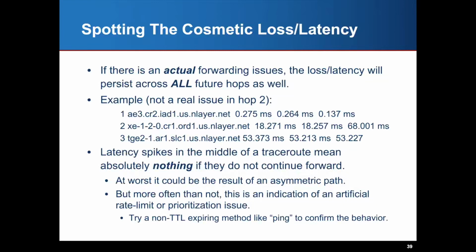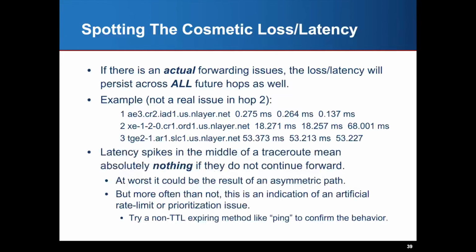So on hop 2, we see this jump to 68 milliseconds. And you might naively look at that and think, well, there's something wrong. There's something congested, or a number of packets occasionally are being queued, or there's some kind of an issue. But it turns out that if you look at hop 3, you see that issue didn't persist. It didn't carry forward into the next hop. Well, that means the issue was cosmetic. That means it was caused by the ICMP generation function of hop 2.